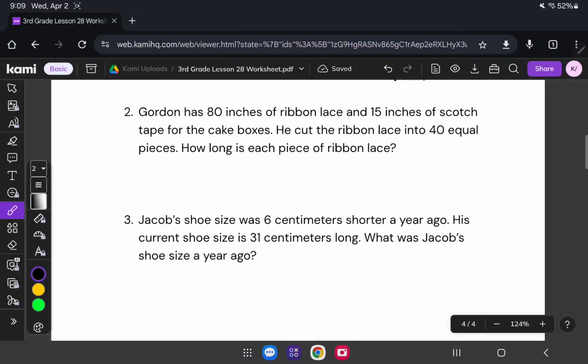Gordon has 80 inches of ribbon lace and 15 inches of scotch tape for the cake boxes. He cut the ribbon lace into 4 equal pieces. How long is each piece of ribbon lace? So 4 equal pieces and 80 inches. So 80 divided by 4 is 20 inches.